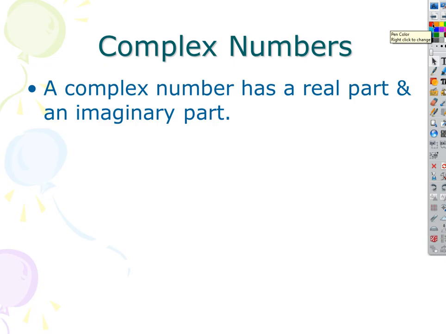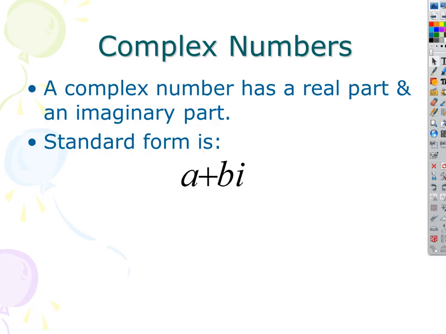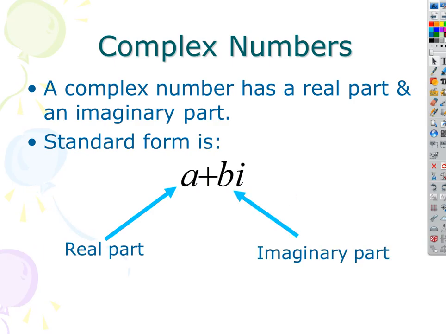So a complex number is a number that has a real part and an imaginary part. The standard form for a complex number is a plus b times i, where a and b are just real numbers. They could be decimals, square roots, fractions, any conceivable real number. But the important thing is that the first term does not have an i multiplied by it. The first term is what we call the real part. The second term is what we call the imaginary part.